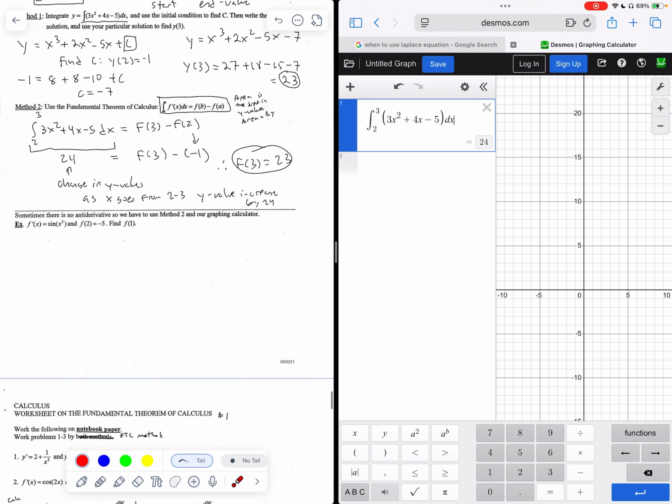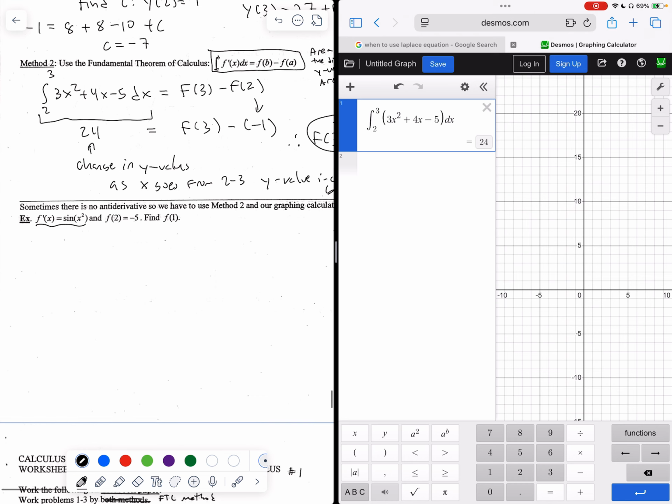FTC. So this is what we call the FTC problem, and we know we're going to have to do it. So first thing they're going to give us is a derivative. So f prime of x is sine of x squared. This is a derivative. And they're asking us to find, and they give us f of 2 is negative 5, my initial condition, but they give me the value of f of 1. I want to find that value. So they give me a derivative. I want to find the value. I have to use antiderivatives right here.